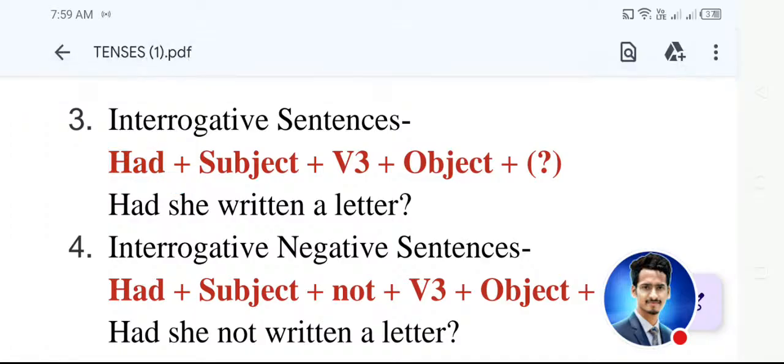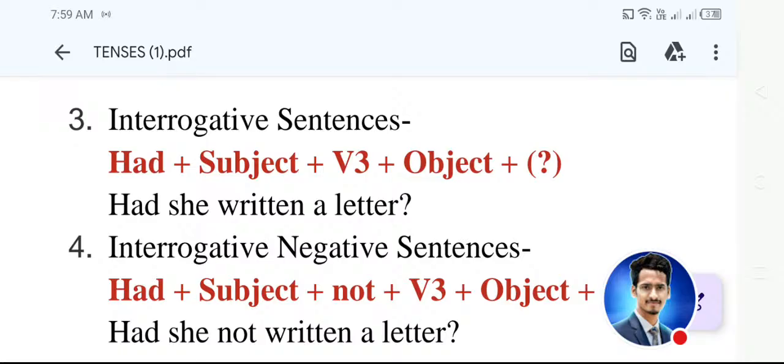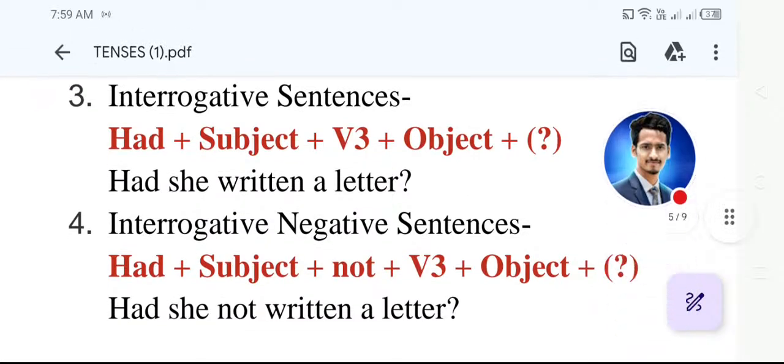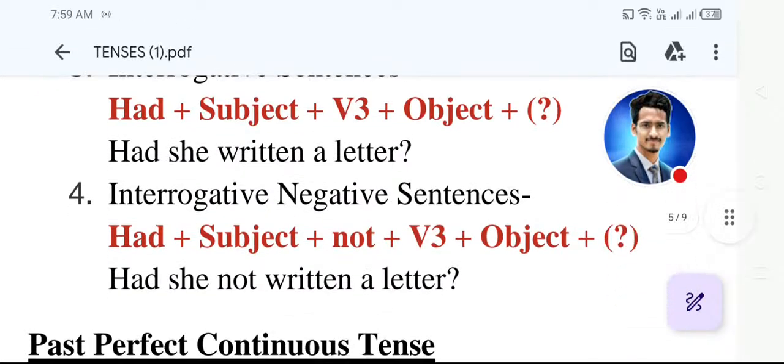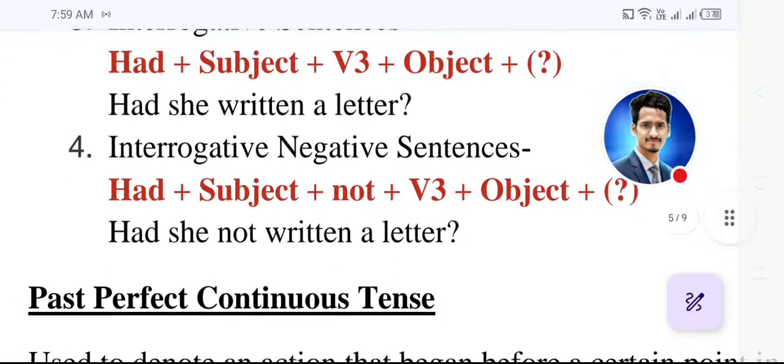So, had she written a letter? For the perfect tense I must use V3. You have to remember this. Then you can see interrogative negative. For interrogative I use had, and for negative, after the subject I use not. So had for interrogative, not for negative in this sentence. So I just made it an interrogative negative sentence. So this is very amazing.